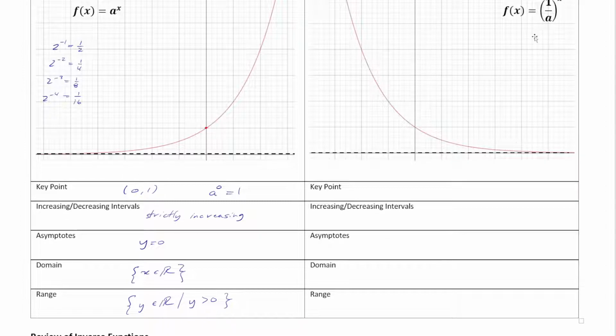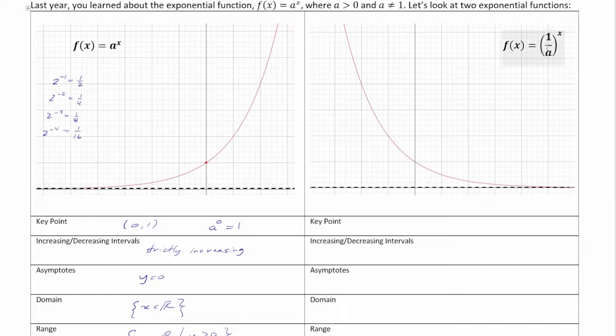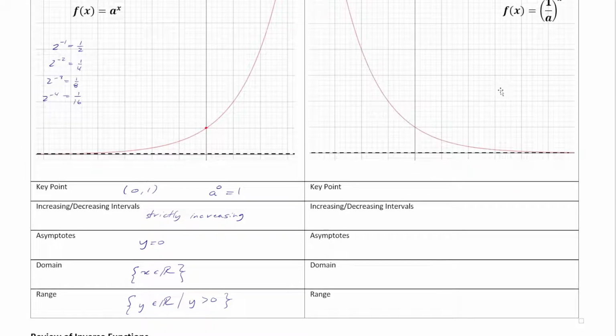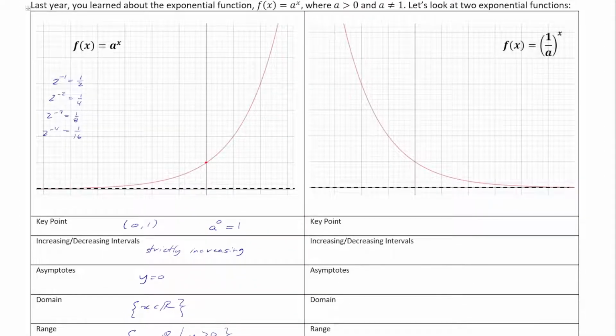We can also look at this graph right here, and this is simply the graph of f of x is equal to 1 over a to the x. Okay? So pretty similar to this one, just that the base is the reciprocal of this base over here. So we had a over here, and now we have 1 over a to the x. See if you can come up with the key points, increasing and decreasing intervals, asymptotes, domain, and range for this graph right here.